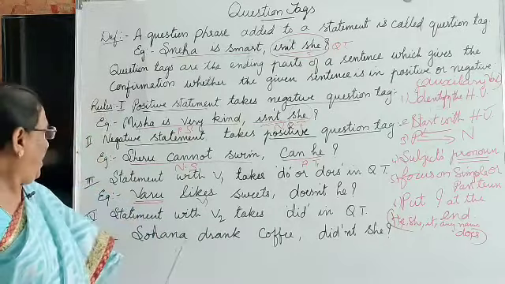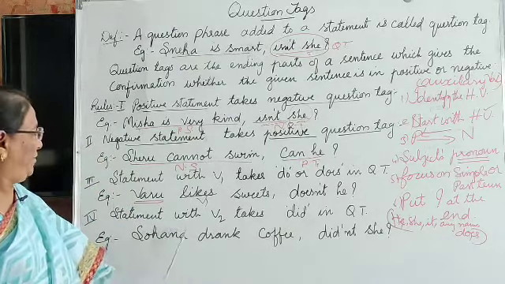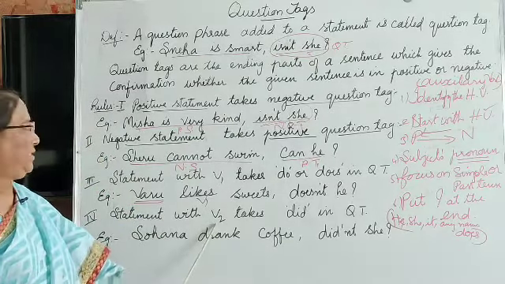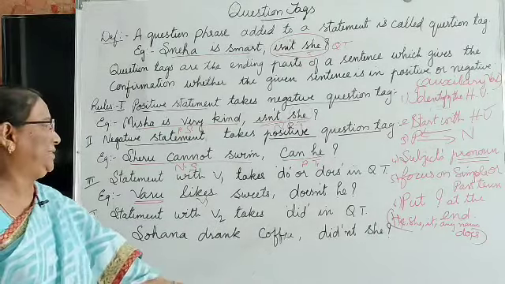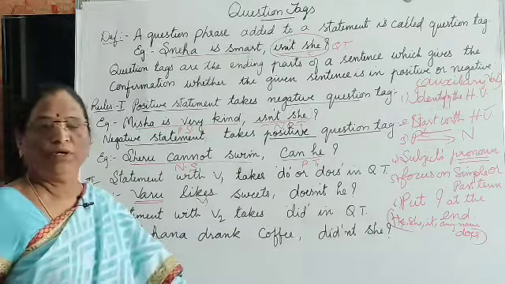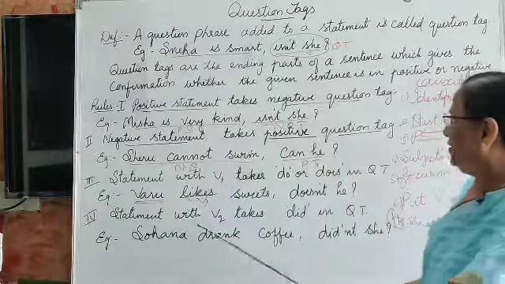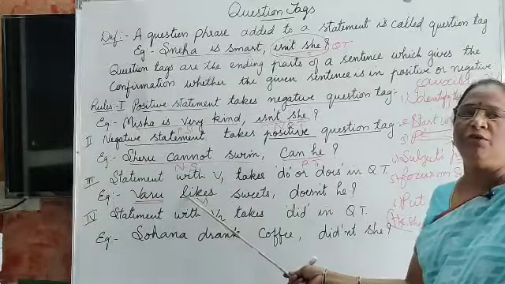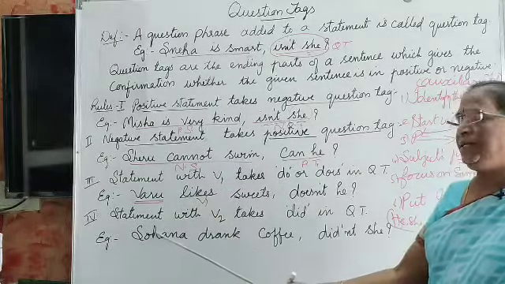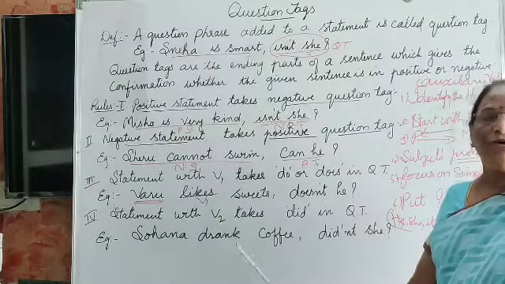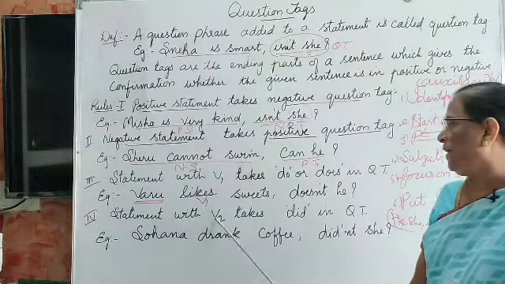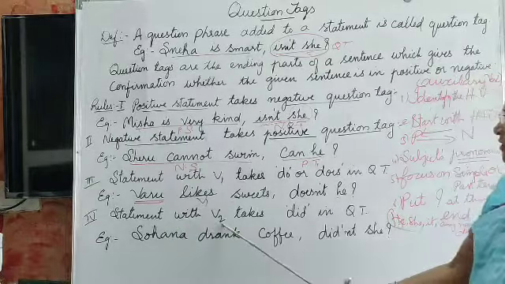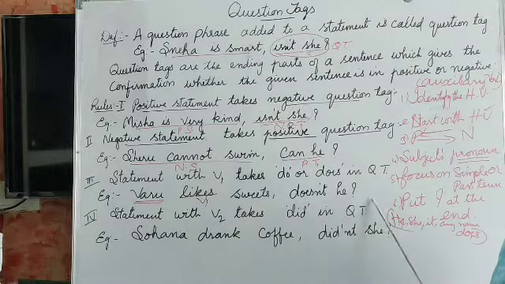Next is a statement with V2. A statement with V2 takes did in the question tag. There is no option here. In V1 we have two options, do or does, but here in a statement with V2 we have to use only did, because it is past tense. A statement with V2 takes did in the question tag.